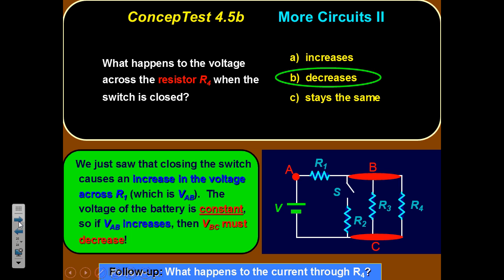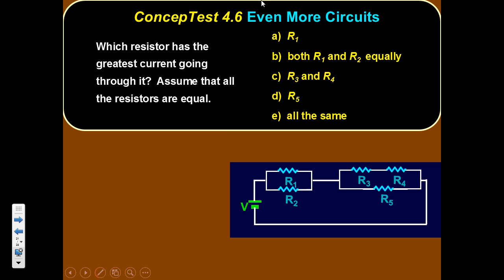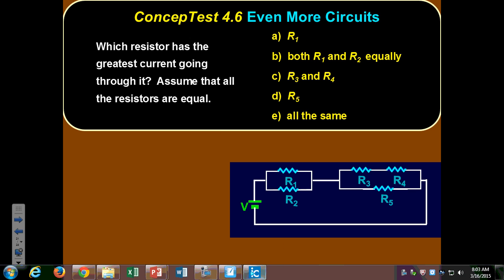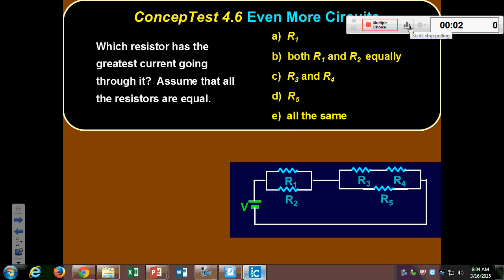Okay. Just like we had before, we add that resistor, the equivalent decreases, so the voltage across all those resistors decreases. Which resistor has the greater current going through it? If all these are equal, which one has the greatest current going through it? If our current splits up at each of these junctions, so I have a current coming off, it splits up here, and then it splits up again here. I want to know which one has the greatest current.